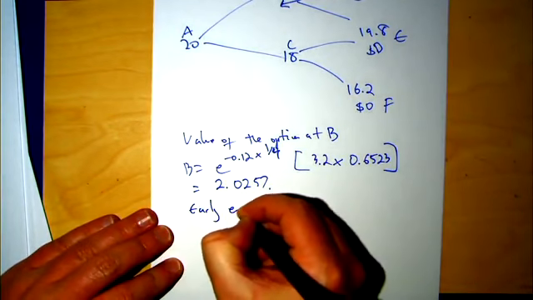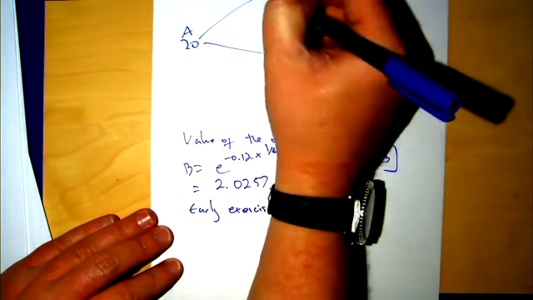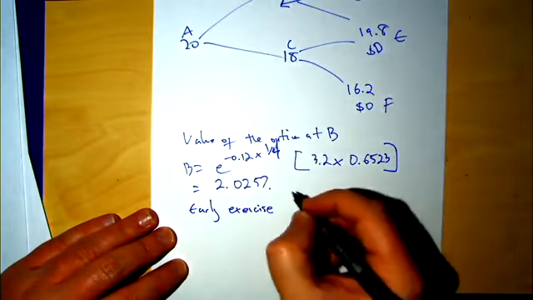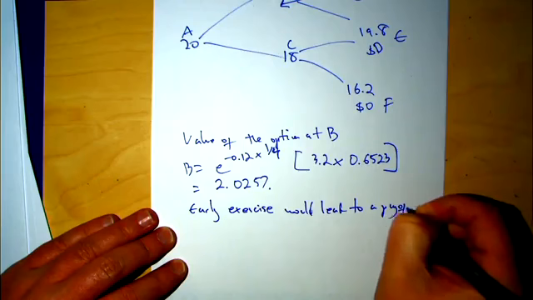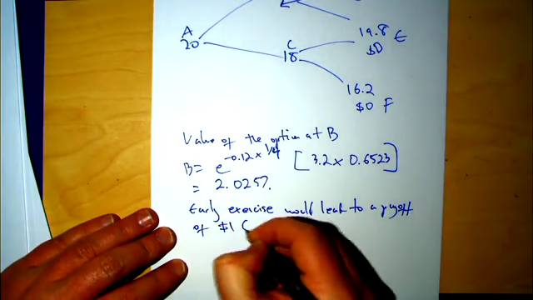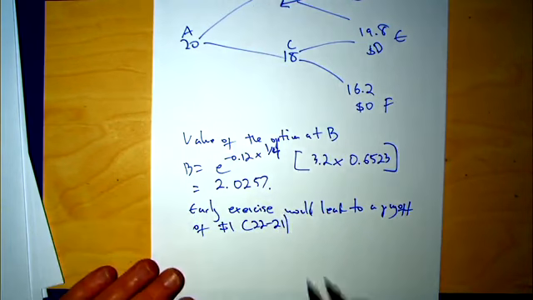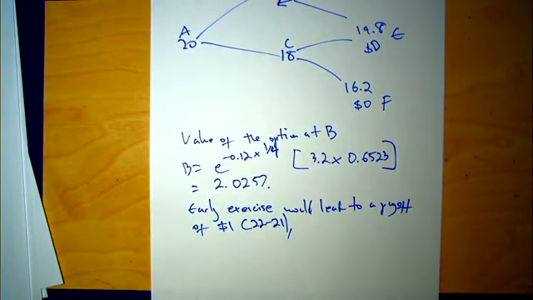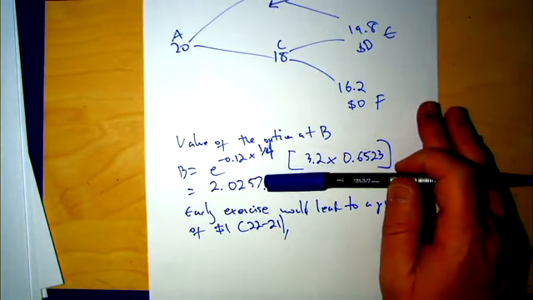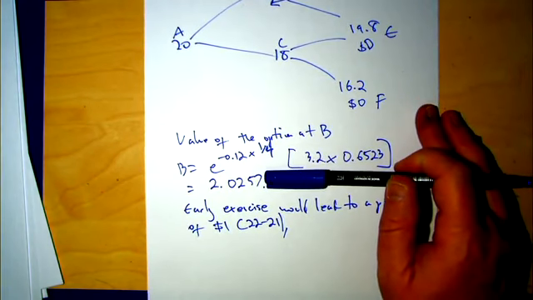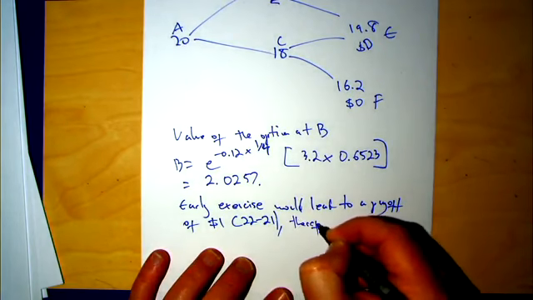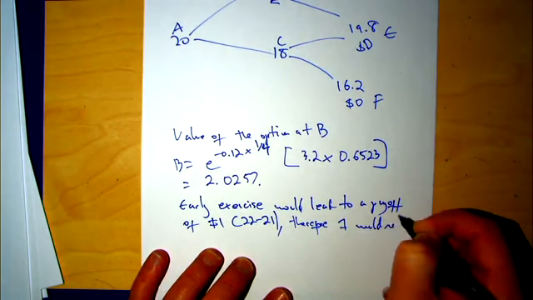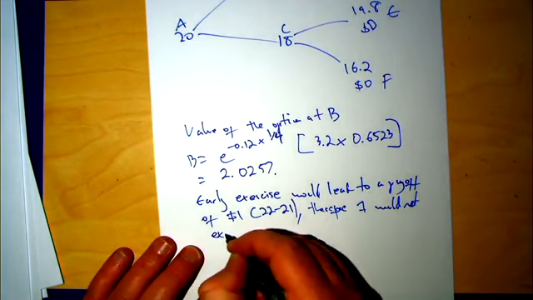And then you need to make this statement. Early exercise, that would be 22 minus 21. Early exercise would lead to a payoff of $1. So do you think you exercise early? Would you rather $1 or $2.0257? Do you exercise early? No. You want the greater amount. So therefore, I would not exercise early.